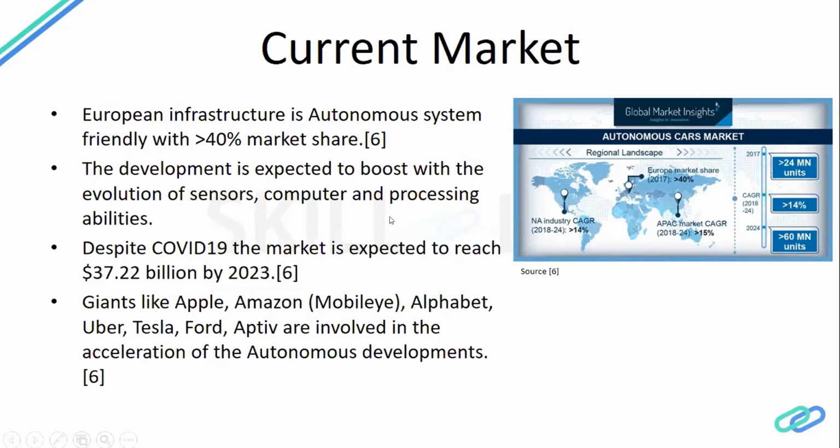And the development in that is expected to boost. Even though there is COVID-19, it is expected to boost from $16 billion, which was right in 2019, to $37.22 billion by 2023. Just because the technology is developing, there are various companies involved in developing the sensors and the processing power for autonomous systems, and everything is taking place in such a fast-paced manner that soon we are going to see that COVID is not actually having an effect on the development of autonomous systems.